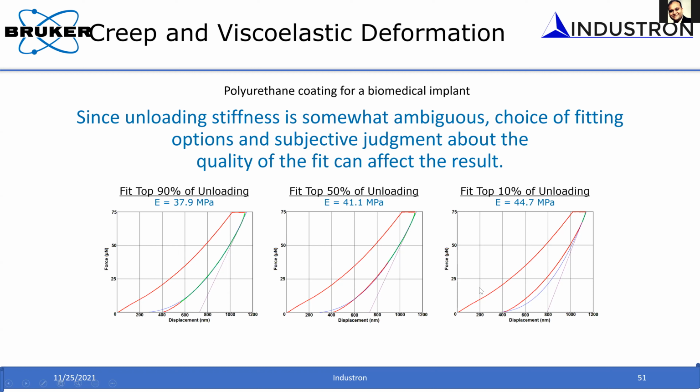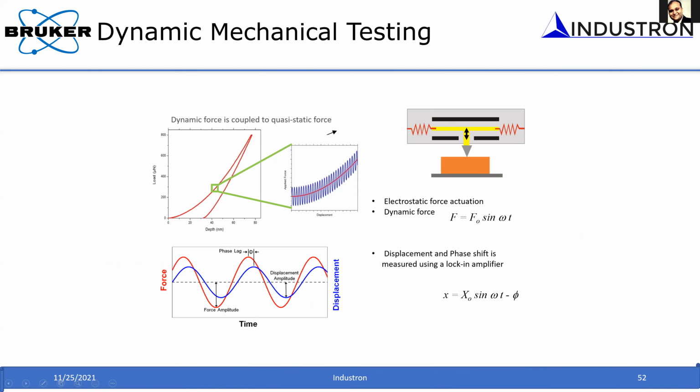So these are all the problems that you see in the standard analytical methods that we use to deconvolute the mechanical properties. So how do we then do this on viscoelastic materials, or materials which have creep? How can you measure the properties? This is what is solved using dynamic mechanical testing, where, along with the quasi-static load that you apply and measure the displacement, you superimpose a small sinusoidal force and measure the sinusoidal displacement response.